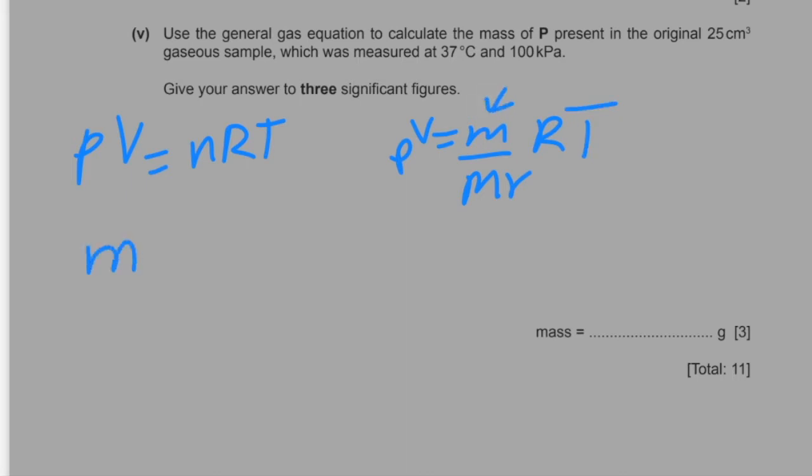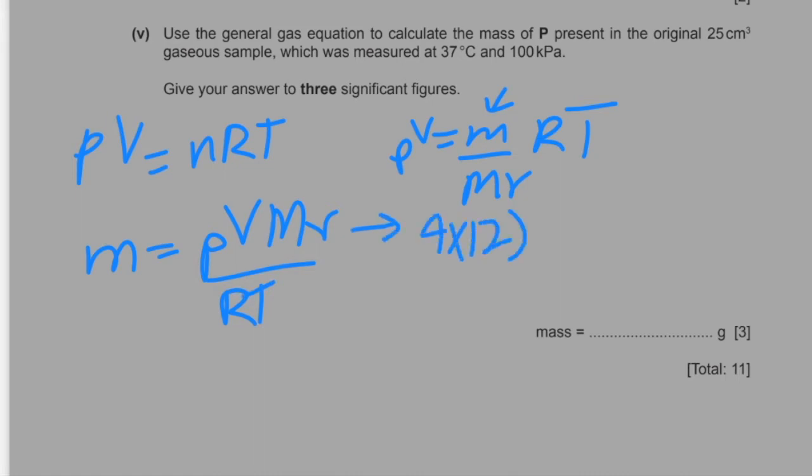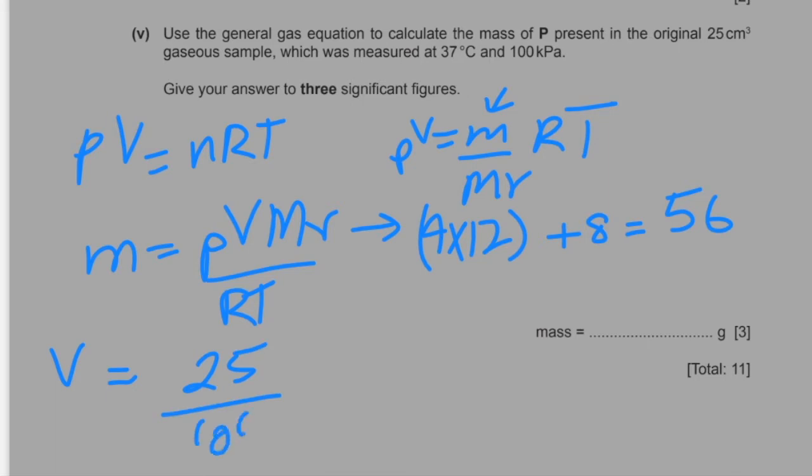So making it the subject of the formula, we have PV times molecular mass over RT. For this, we need the molecular mass of P, which is 4 times 12 plus 8. This gives the value as 56. We also need the volume in meters cubed, so you divide 25 by 10 to the power of 6.